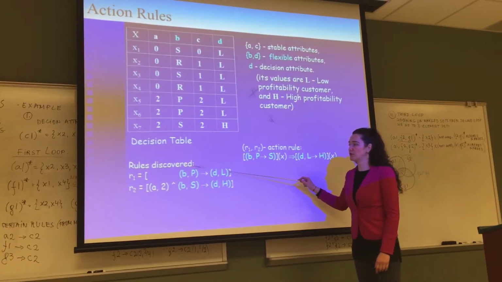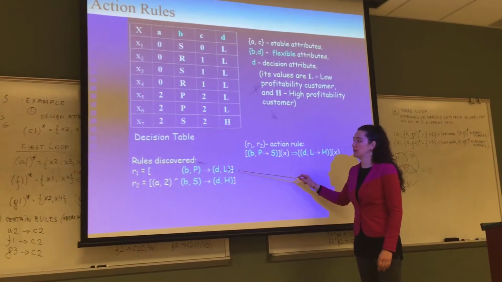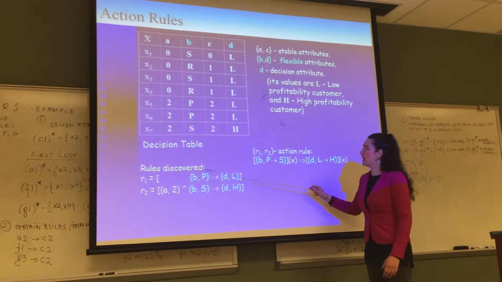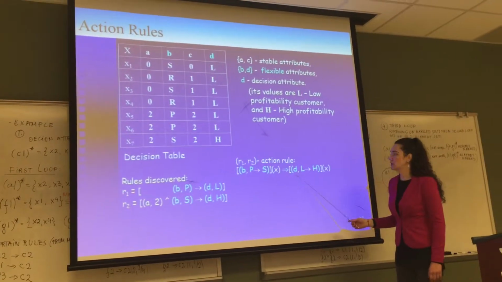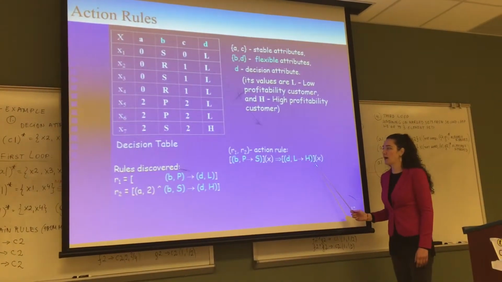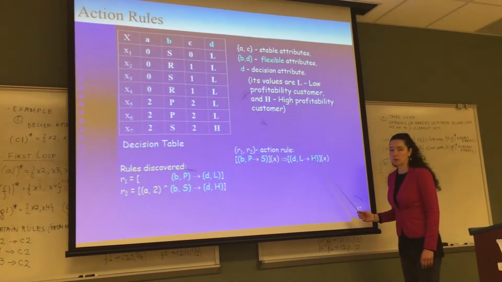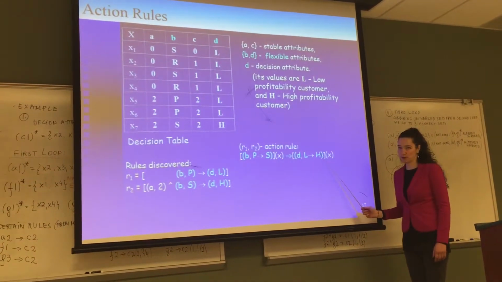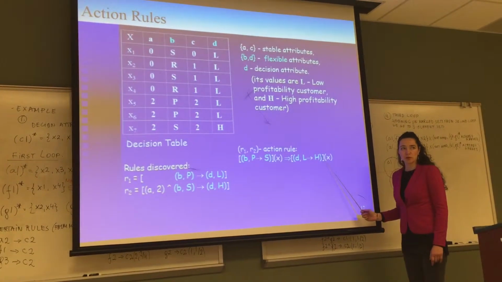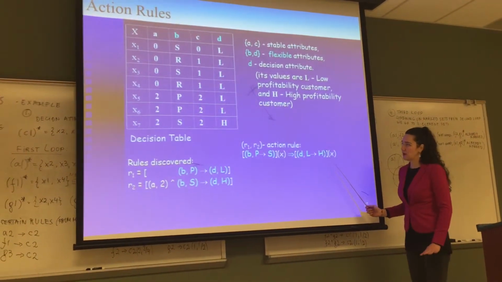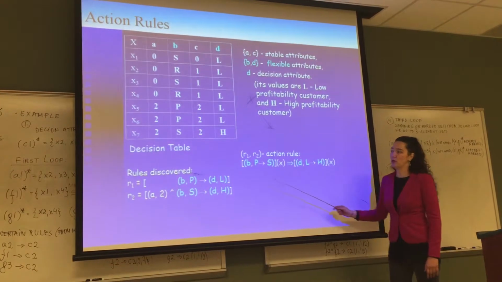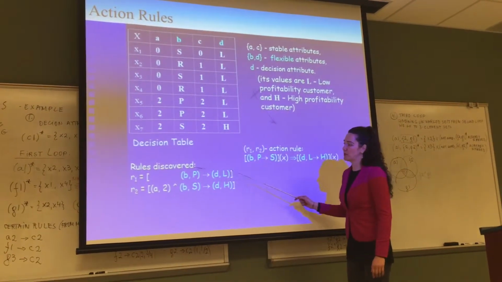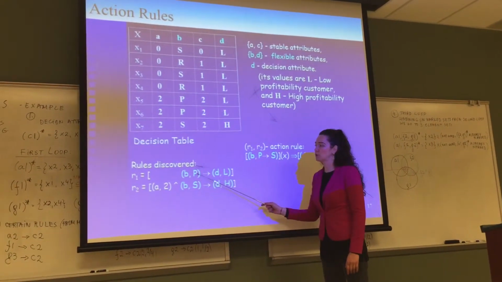This is the description of the low profitability customers, and our goal is to change the class from low to high. We want to make the low profitability customers become high profitability customers. So this is our goal. Now we know the description of the low profitability customers. They all have B equal to P.